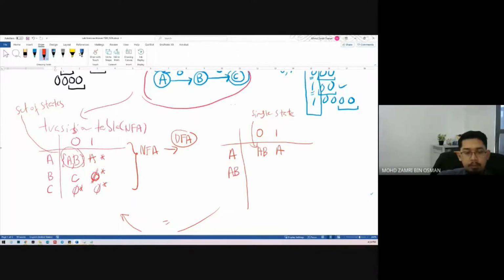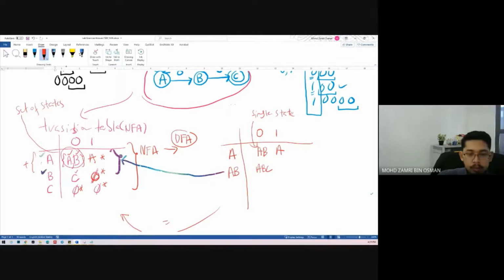So where does AB come from actually? AB comes from these two rows, A and also B. It's a union of the two rows of states A and B. So we also union whatever we have as the input transitions for 0 and 1 inside here. Here we have A, B, and also C, because we look at these two rows, A and B. That is why you put here a new single state, A, B, C, as if we have merged together A and B.